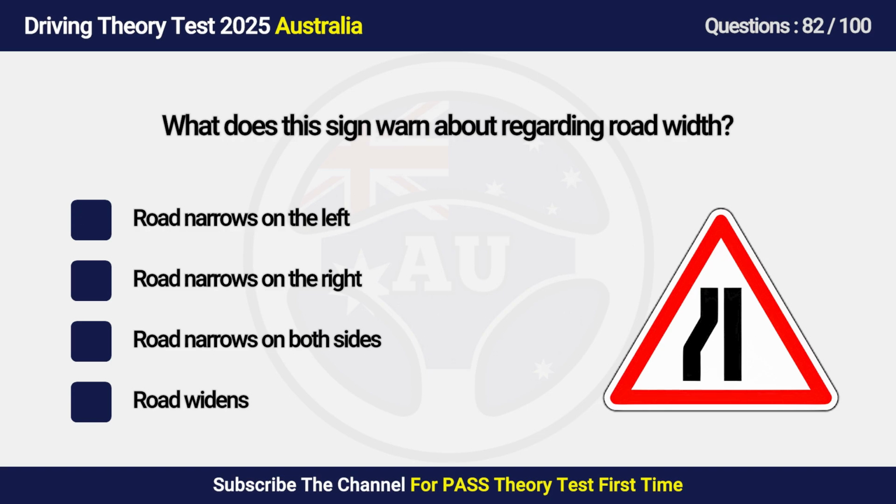A. Road narrows on the left. B. Road narrows on the right. C. Road narrows on both sides. D. Road widens.